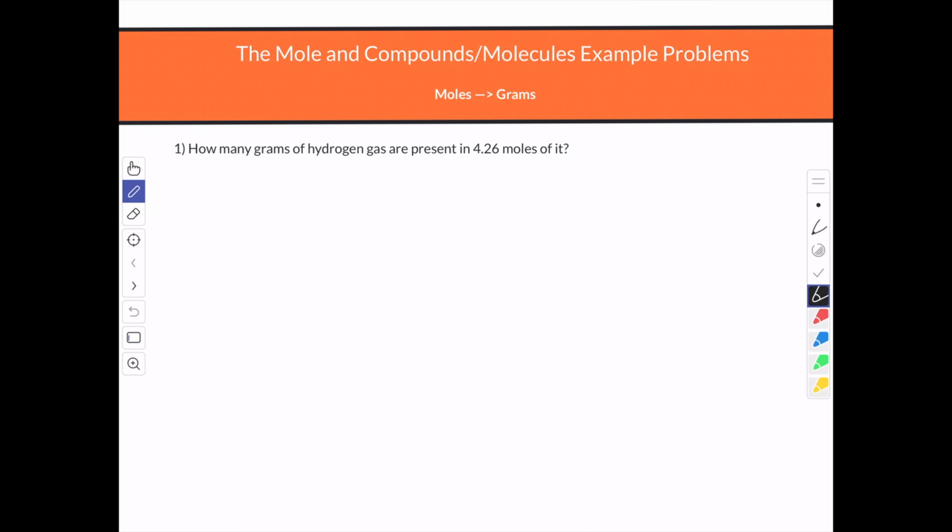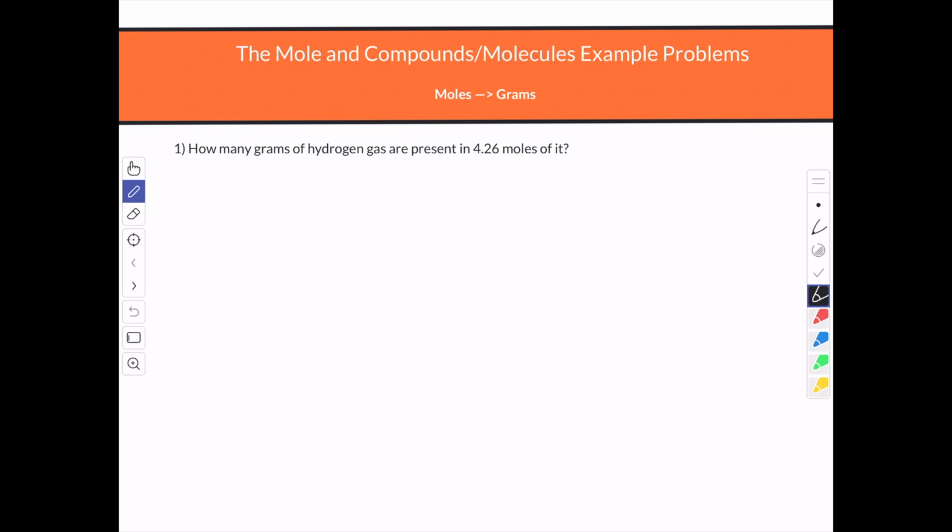Hi, it's Mr. G. In this lesson, I'm going to show you how to use the mole in conversions that involve compounds and molecules. And what you're going to find is these conversions are no different than the conversions we did before with the mole involving atoms and elements.